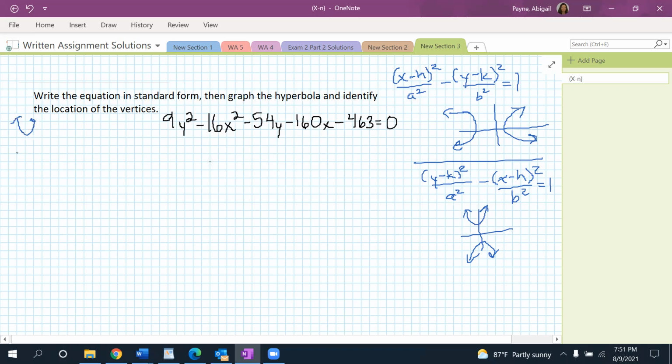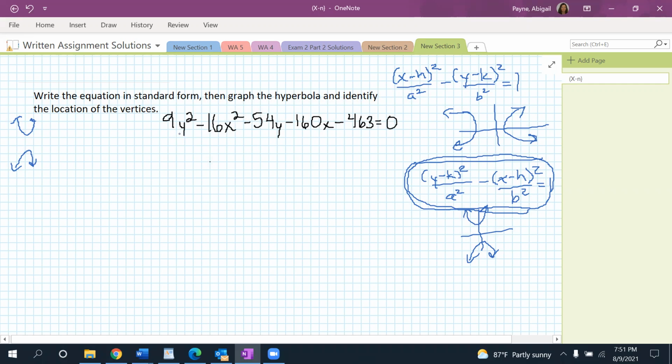The final graph is going to look something like this. But as far as getting it in standard form, the standard form is going to look more like this than like the one up at the top. We want to make it look like that, and the way to do that is to complete the square, one step at a time.